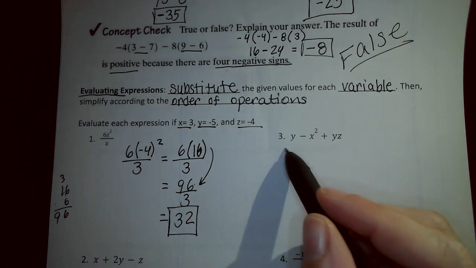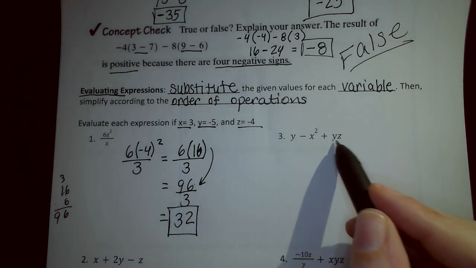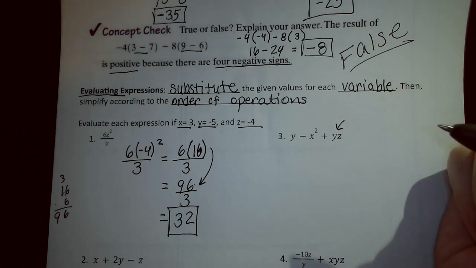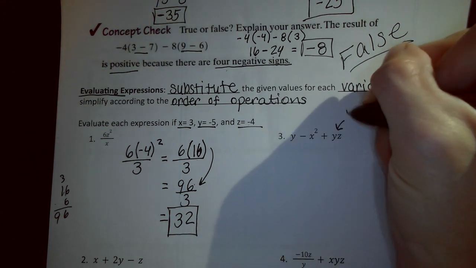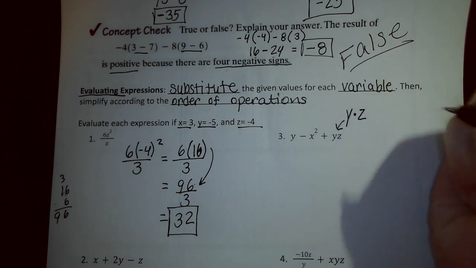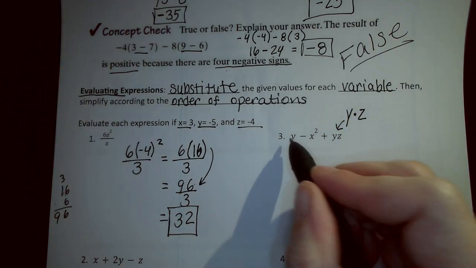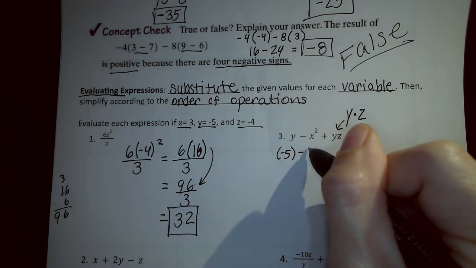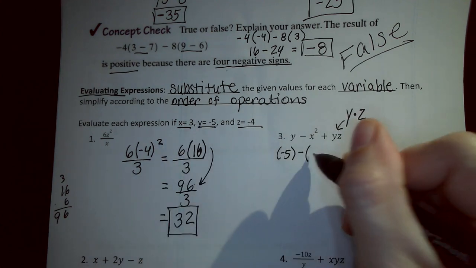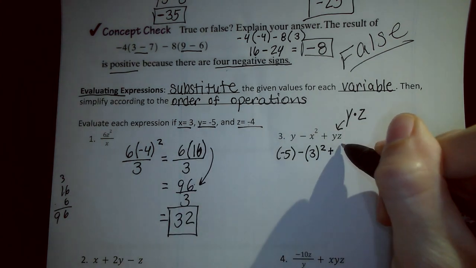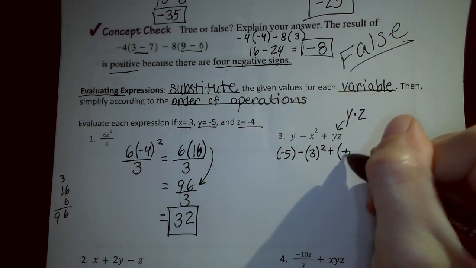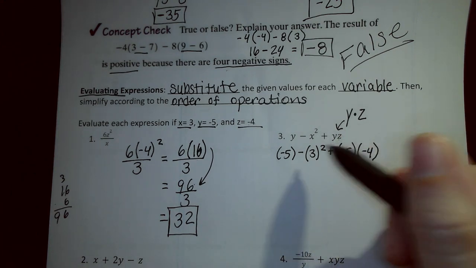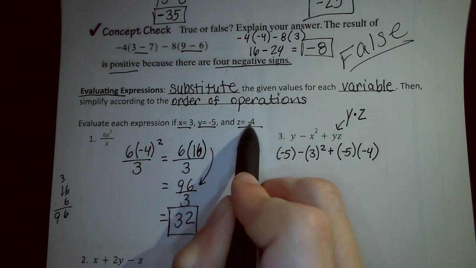Next, number 3, we have y minus x squared plus yz. Now please remember, guys, this is something I saw come up on the quizzes. Yz does not mean I'm just putting the numbers next to each other. It's that y number times the z number. It's multiplication. So I'm going to rewrite this with my values. Y is negative 5 minus x, 3 squared, plus y, negative 5, times z, negative 4. So we just replaced all of these variables with these values.